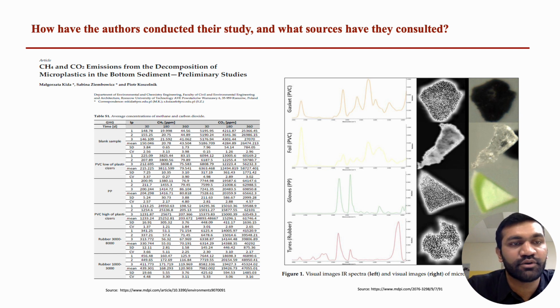As I already discussed, this is how the authors conducted the study and what research they used. The authors used two different types of figures. The first one is the figure they used for the black sample, PVC, polypropylene, and rubber. These are all data they used for ppm, CH4, and CO2. The second figure is the visual image, infrared spectrum and visual image. So they can know about the microplastic, the small parts, and how CO2 and CH4 are showing there in the parameters. These two figures they used for their data analysis.